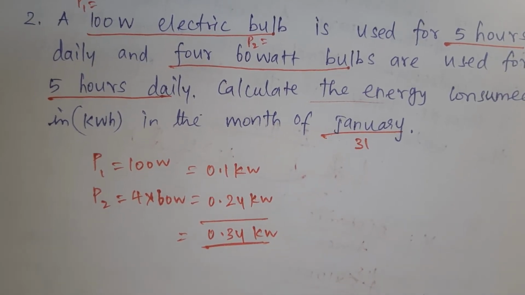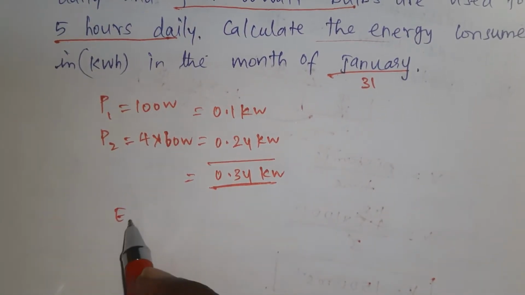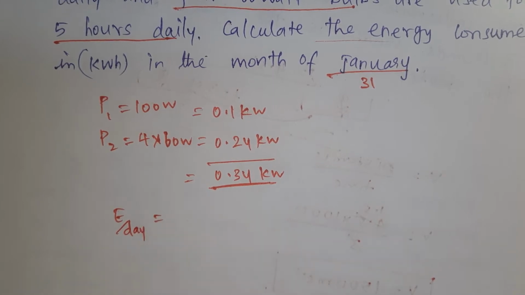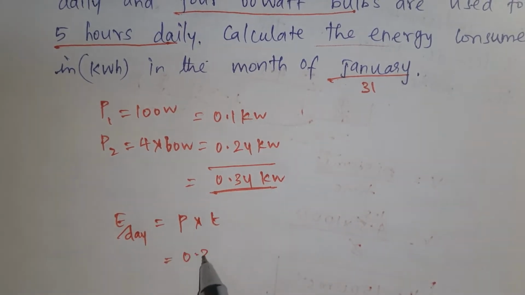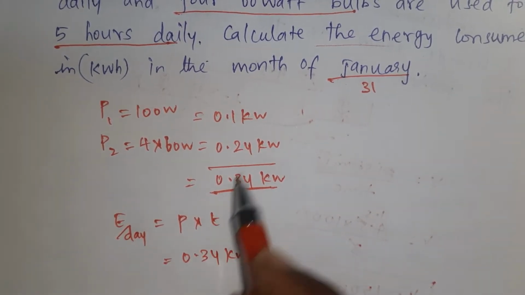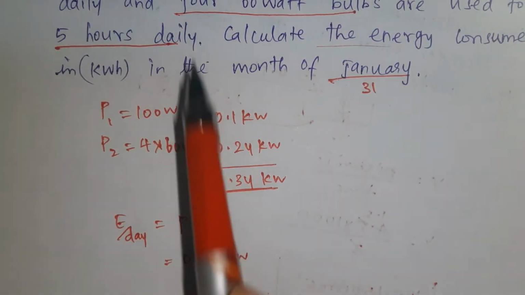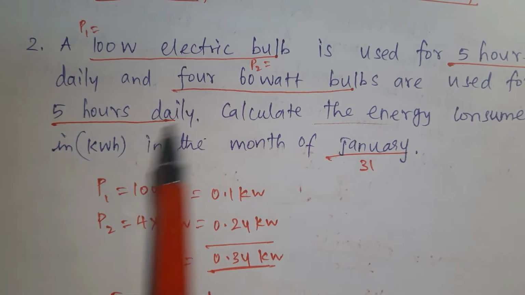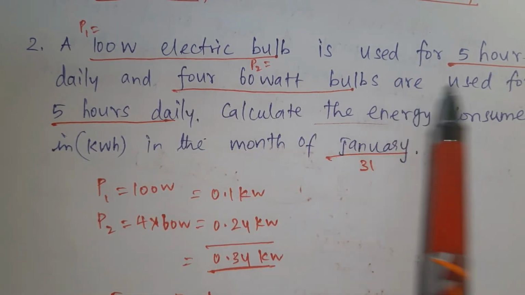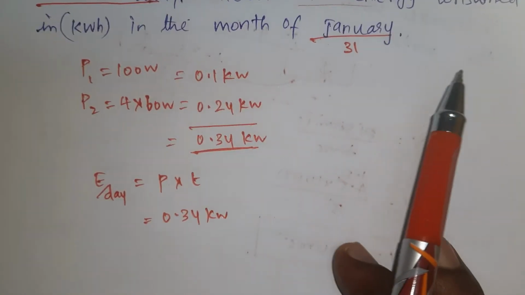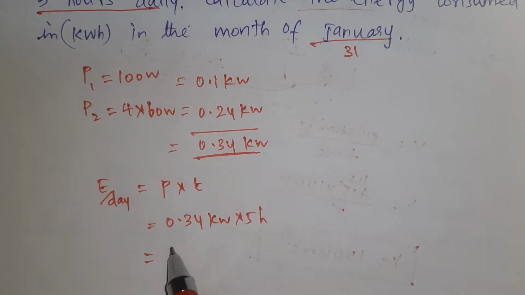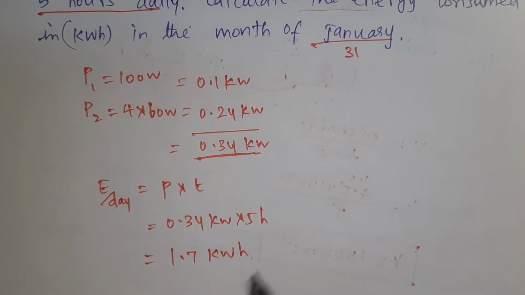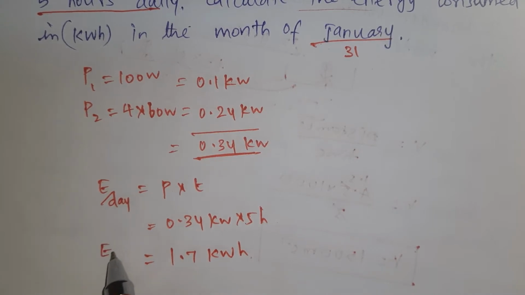Now energy consumed by these bulbs per day. Energy formula is power into time. So power is 0.34 kilowatt. Then time is 5 hours, given in the question itself. The 100 watt bulb is used for 5 hours, and the 4 60 watt bulbs are also used for 5 hours. So the time will be 5 hours. If you multiply these two, we will get 1.7 kilowatt hour. This is energy consumed by these bulbs per day.